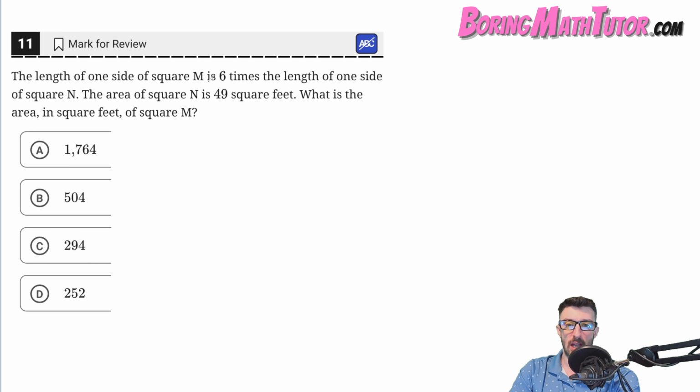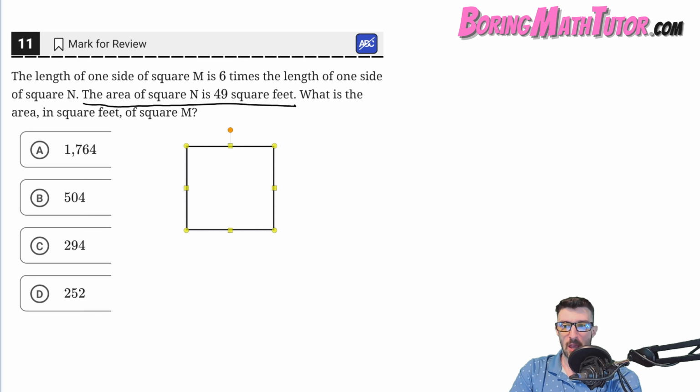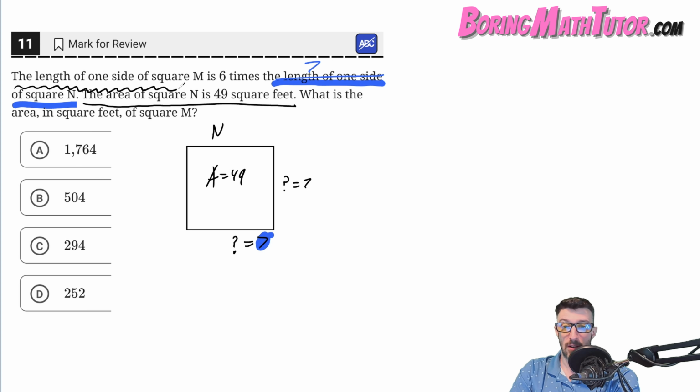They said the length of one side of square M is 6 times the length of one side of square N. The area of square N is 49 square feet. Okay, so the first thing I'm going to do is just write down that this is supposed to be for N, and they're telling me that the area is 49, but what does that mean about the two sides? It means that each one has to be 7. So when they're talking about the length of one side of square N, well, we already know that that is 7.